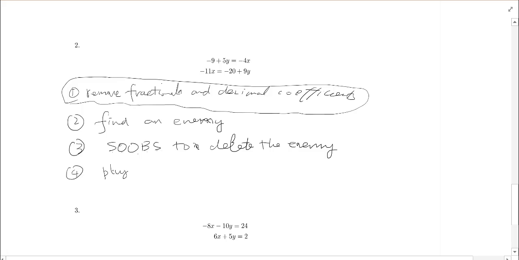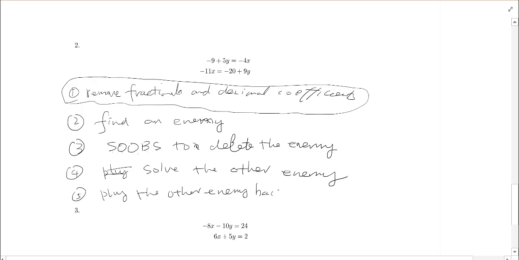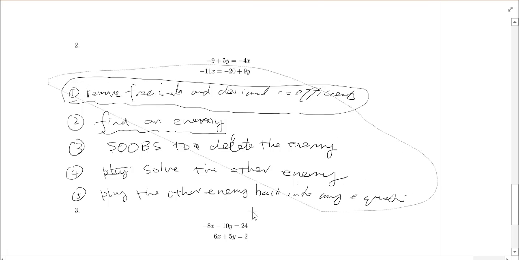Once you remove one variable, one enemy, you can start solving for the other enemy. And once you solve the other enemy, you plug it back into any equation to solve for the identified enemy. So you found one enemy, and then you solve the original enemy, right? That's basically the 5 steps we need to go through. I'm going to show you for this example.